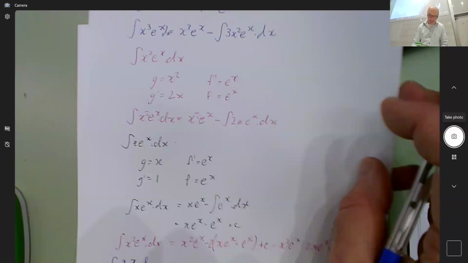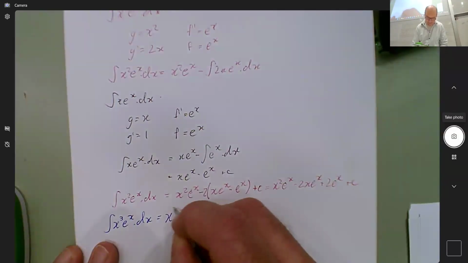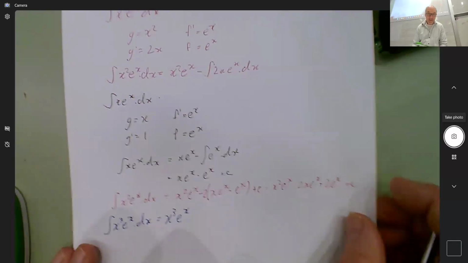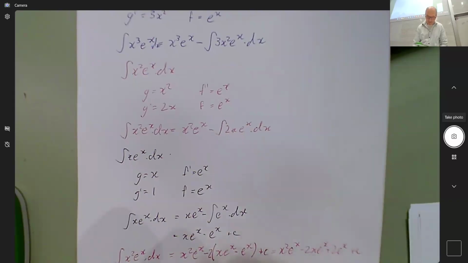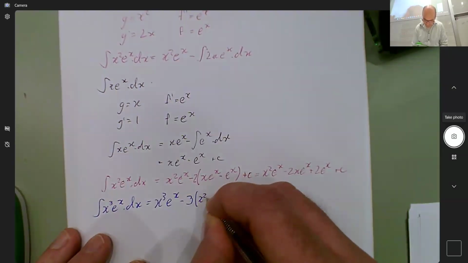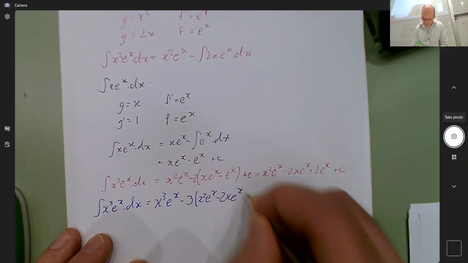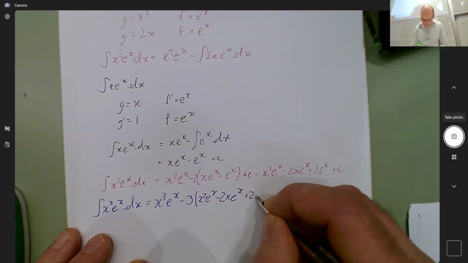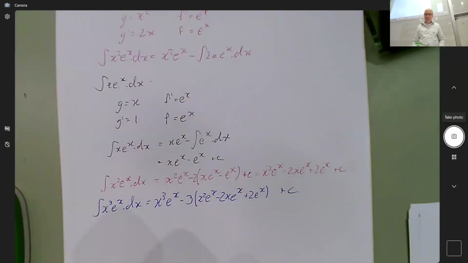And so if we go back up here, I said that the thing was equal to x cubed e to the x. And can I get it on the same page? No, I can't. So minus 3, and then this palaver: x squared e to the x minus 2x e to the x plus 2 e to the x plus c. All right.